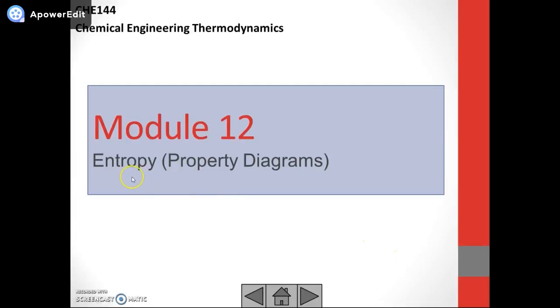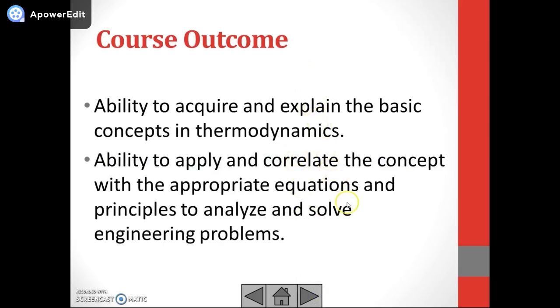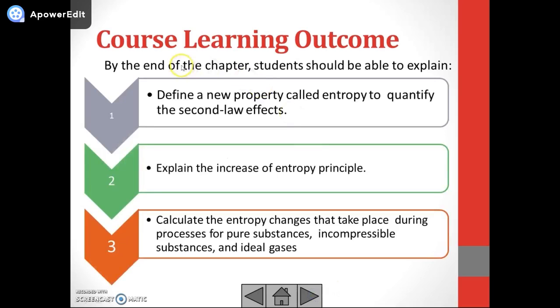Module 12 is about entropy in terms of property diagrams. We have the same course outcome as the previous module. For this module, students should be able to calculate the entropy changes that take place during processes for pure substances, incompressible substances, and ideal gases using property diagrams.